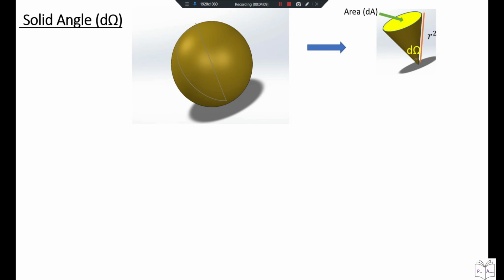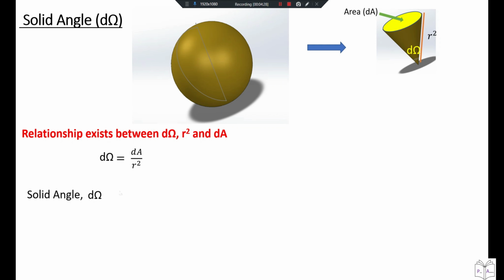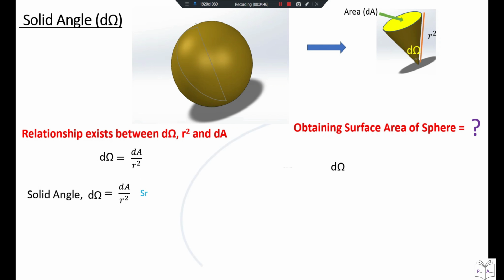Then there exists the relationship between d omega, area dA and r square, same as we have seen in the case of plane angle d theta, which is given as d omega equal to dA by r square. This d omega is called a solid angle, which is the ratio of dA and r square, and whose unit is sr, that is steradian. And this solid angle formula is very much important because from this only we will obtain the surface area of a sphere. How? We will see now.